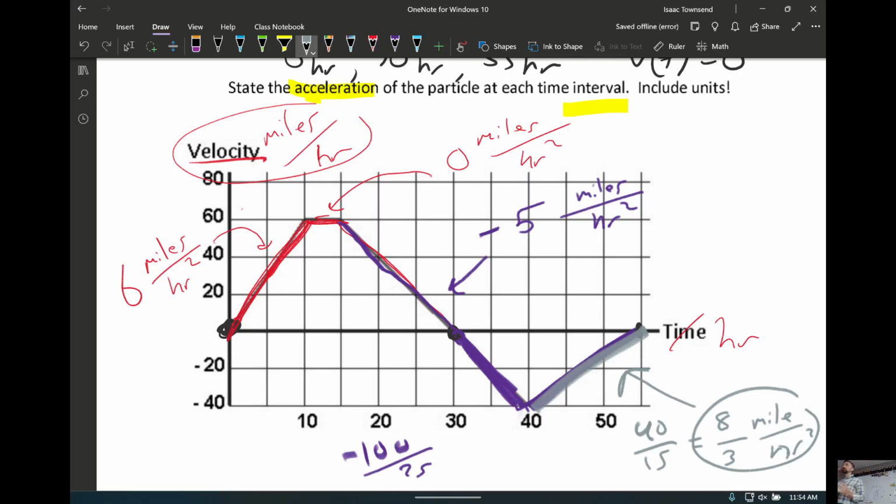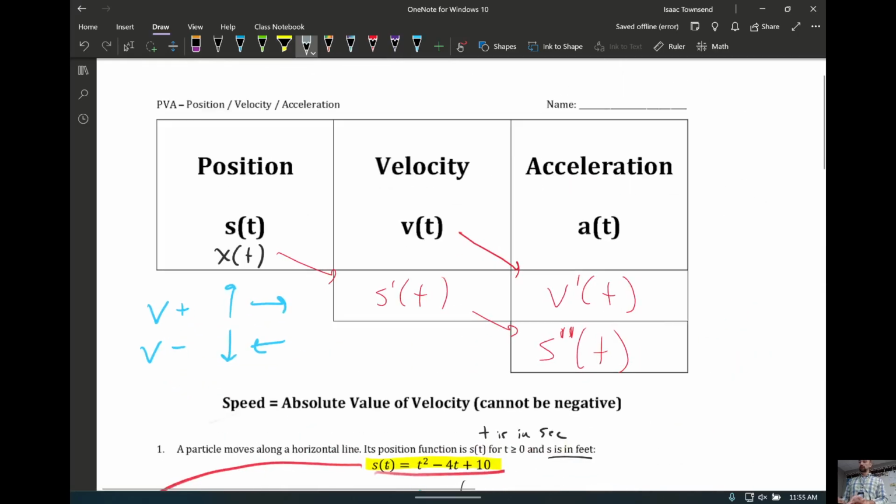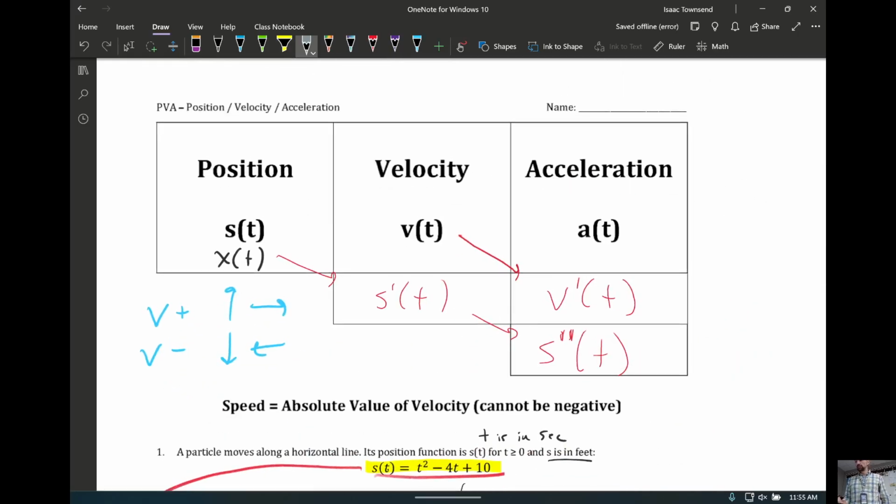So to get the answers to this acceleration part, I really was just counting rise over run. But you need to understand why I was counting rise over run. The derivative of velocity is how you're going to know something about acceleration. The derivative of velocity is acceleration, or the second derivative of position is acceleration. And you have to know to find those derivatives, they have to come from the slope.